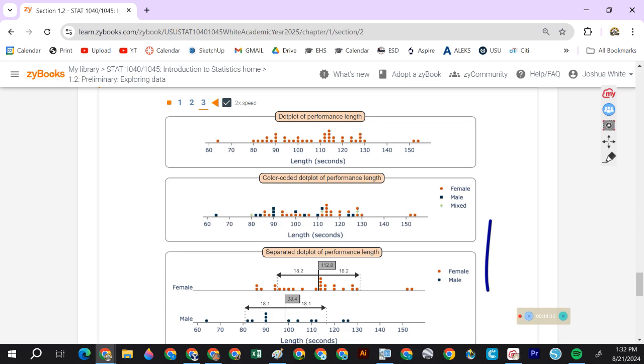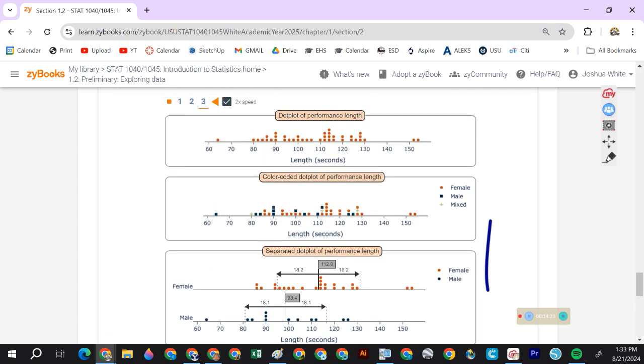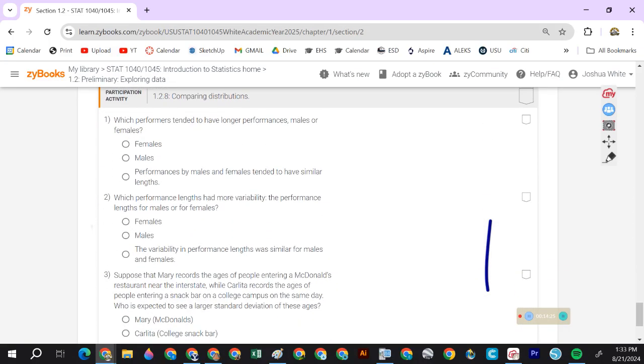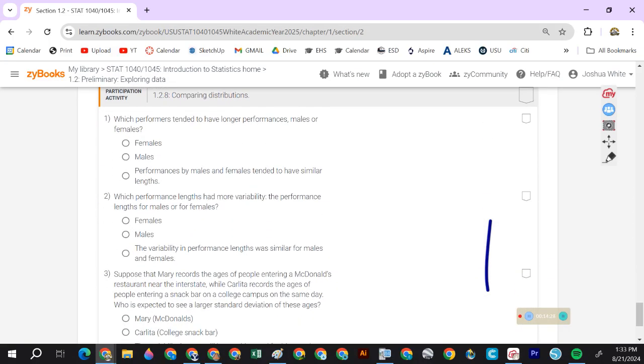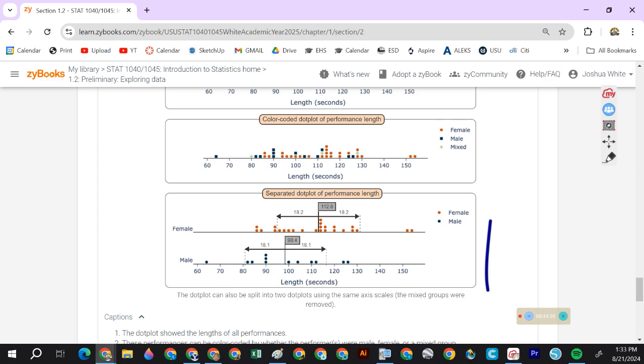And notice the standard deviations are different. The standard deviation for females was only 18.2, and the standard deviation for males is 18.1. Okay, that's all of them. So which performances tend to be longer? Females. Which had more variability? How do we measure variability? So variability is spread. Which one is more spread out? They're pretty close.